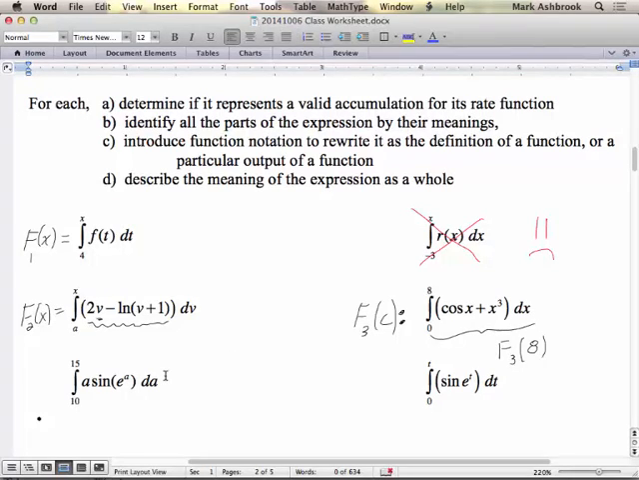Same thing with this. So this is like some F4. Is it F4 of A? No, let's call it F4 of X. And this is then F4 of what? 15. Last one, good or not?